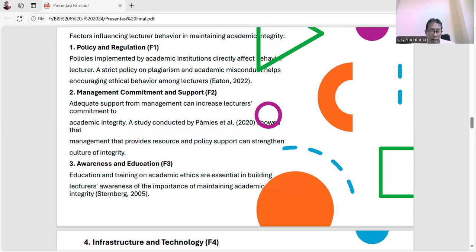6. External and social pressure. External pressures from the community, accrediting bodies, and the public add additional responsibility for lecturers to adhere to high academic ethical standards. Social and institutional aspects can significantly influence behavior.